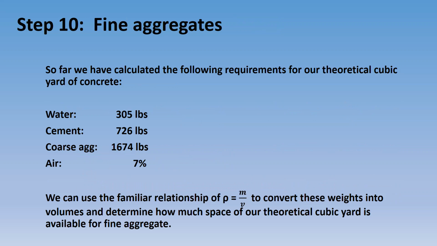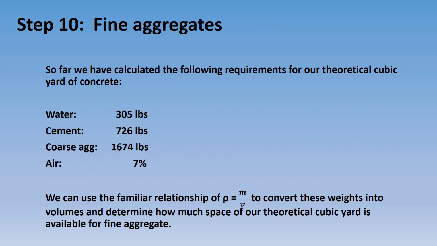Step 10 now is to determine the fine aggregates needed for the mix design. This is probably the longest step, so there are a number of slides that go with step 10. So far we've calculated the following in our theoretical cubic yard, right? We're going to be adding in 305 pounds of water to 726 pounds of cement, 1,674 pounds of coarse aggregate, and 7% of that cubic yard is going to have to be occupied by entrained air.